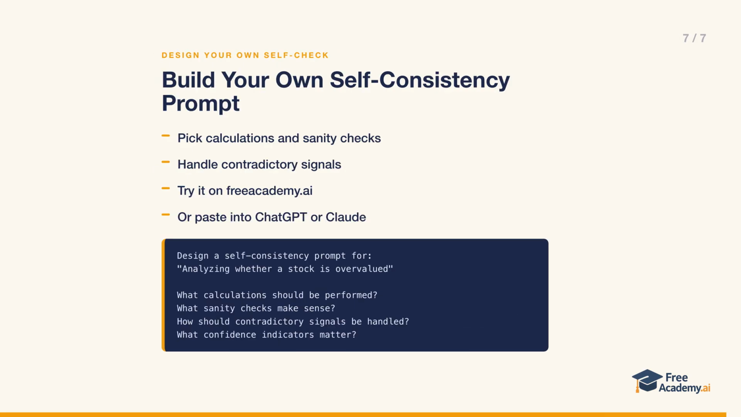Now it's your turn to put it together. The lesson ends with a design challenge. Build a self-consistency prompt for analyzing whether a stock is overvalued. Think about what calculations should be performed, what sanity checks make sense, how contradictory signals should be handled, and which confidence indicators matter. Combine the techniques we covered: multiple methods, reasonableness checks, and explicit confidence. Remember, self-consistency turns single-shot answers into validated conclusions.